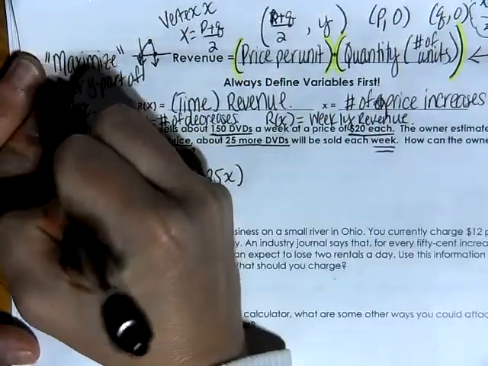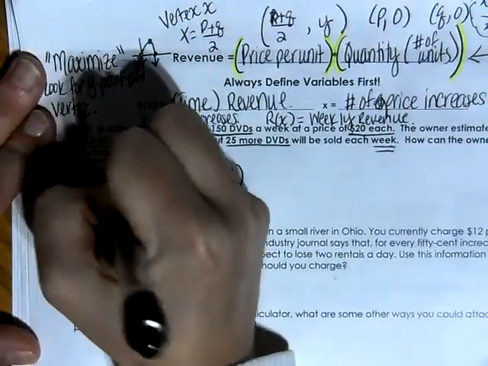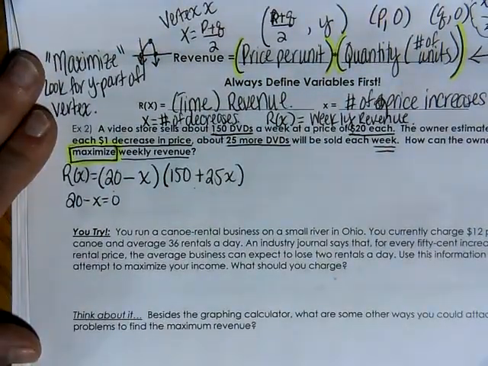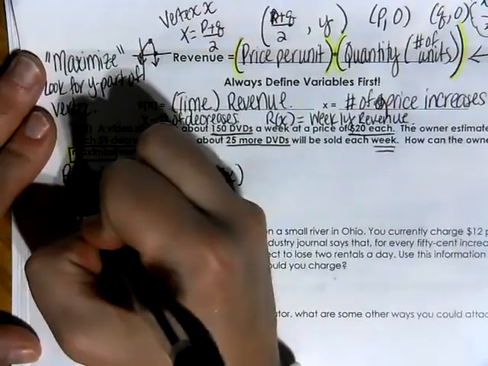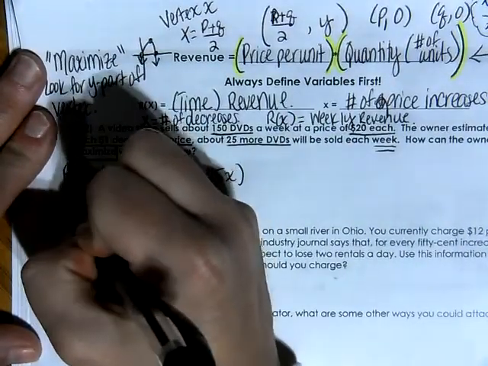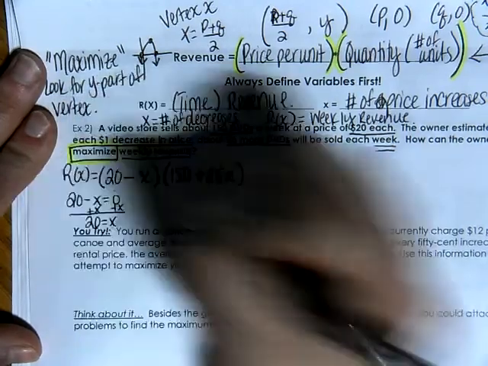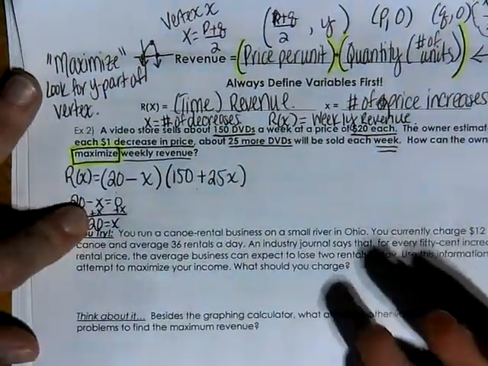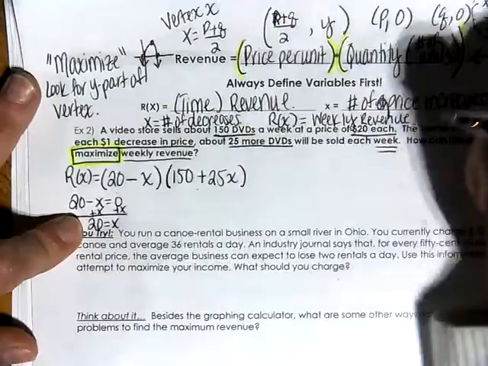So I'm going to set 20 minus x equal to 0. This will help me to find my first x-intercept. I'm going to add x to both sides, and when I do that, I find that 20 is equal to x. So my first x-intercept is (20, 0).